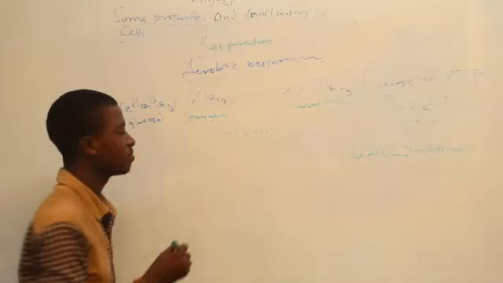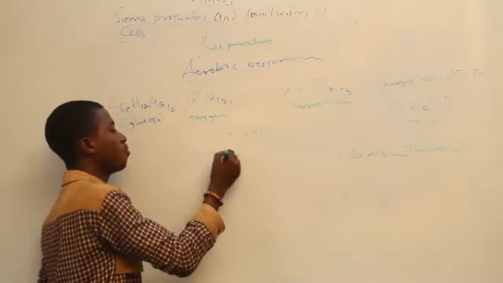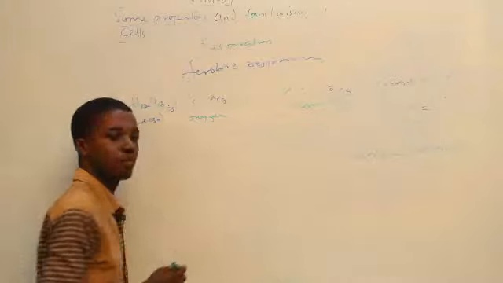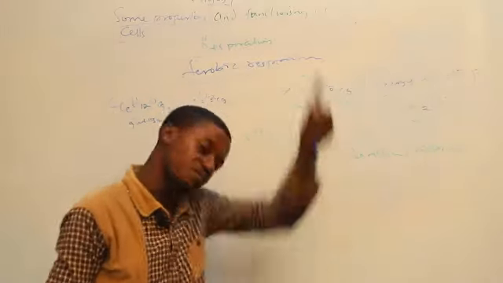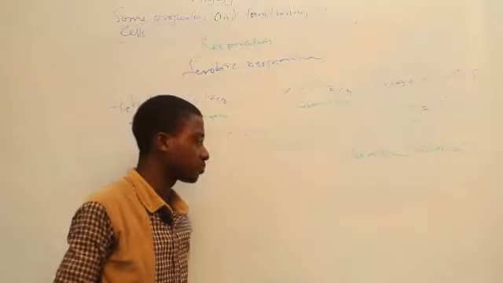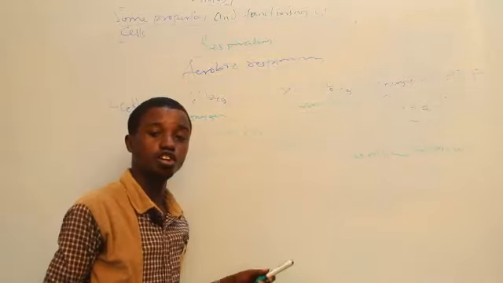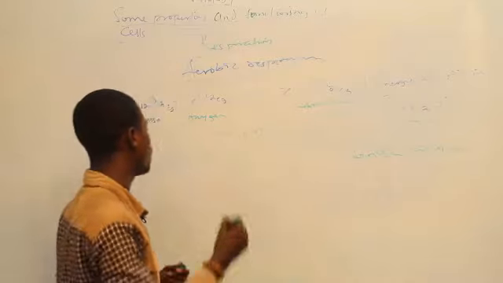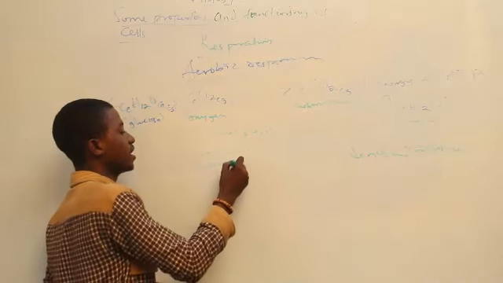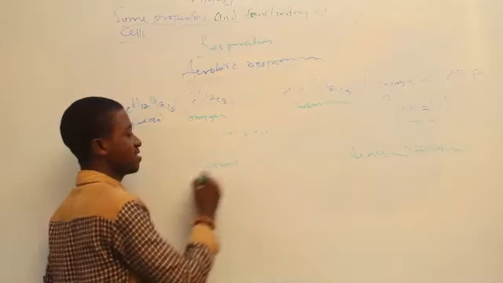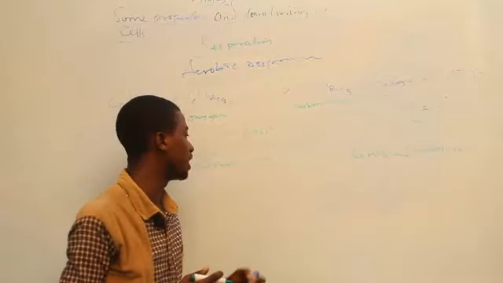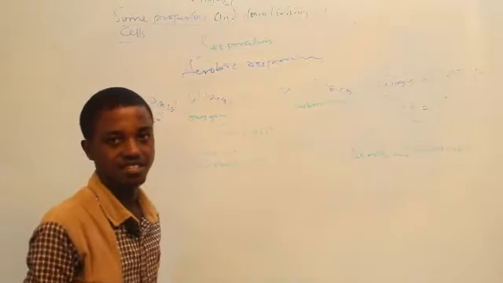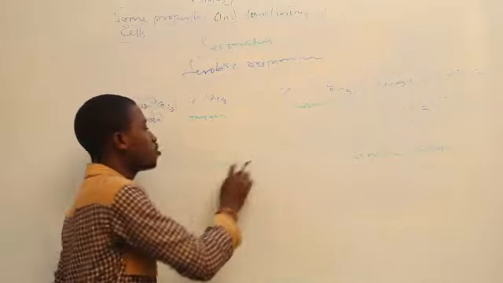Now glycolysis takes place in the cytoplasm. Don't forget, glycolysis takes place in the cytoplasm. There is a phosphorylation of a 3-carbon sugar, and it is called pyruvic acid. Are you with me? Now, glycolysis produces pyruvic acid.